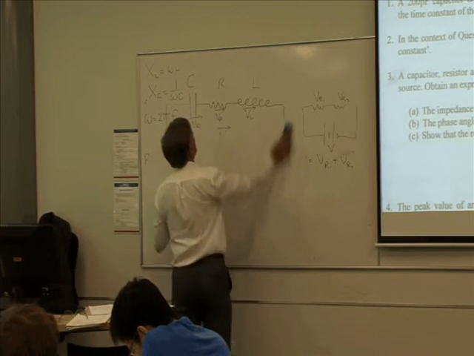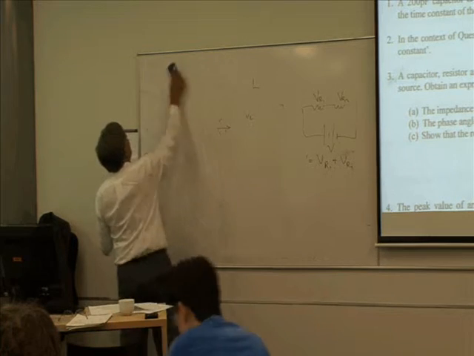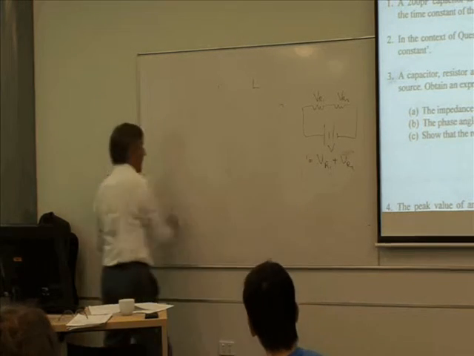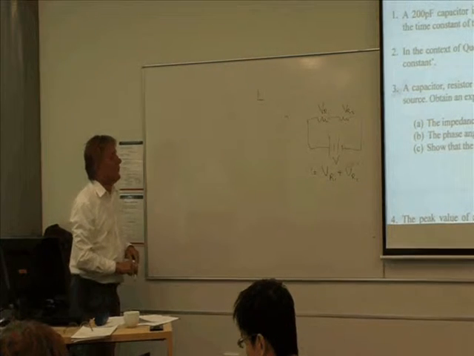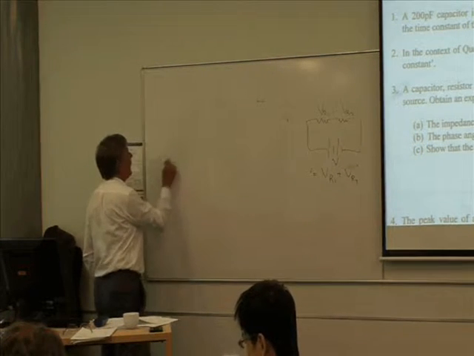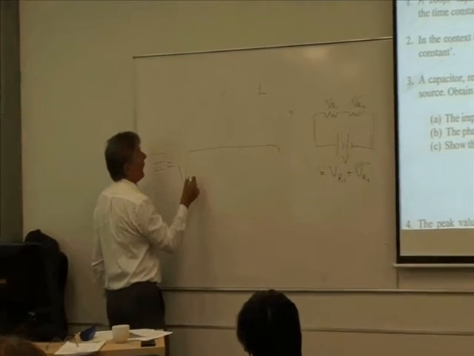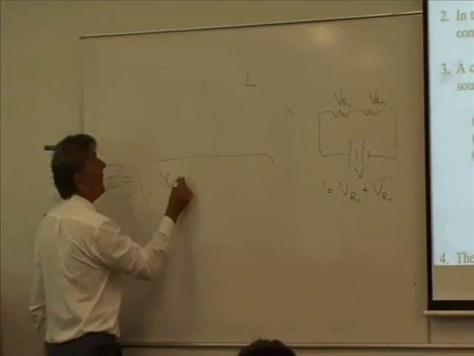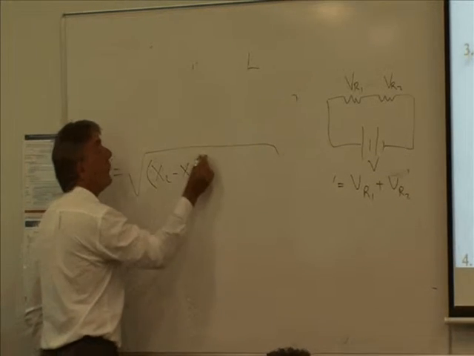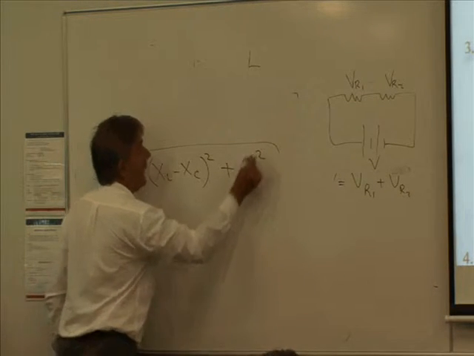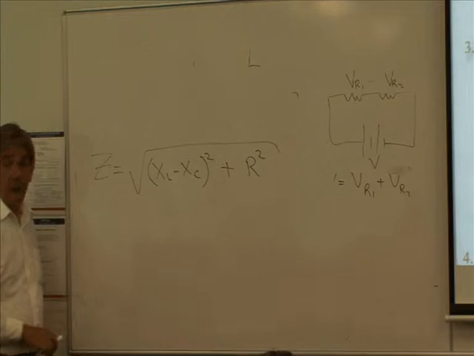So for the resonant frequency of this circuit, we bring in reactance. I better write that one down. Z, this is the equation we just had. Z equals, what was it? The square root of XL minus XC squared plus R squared. The impedance of the circuit.